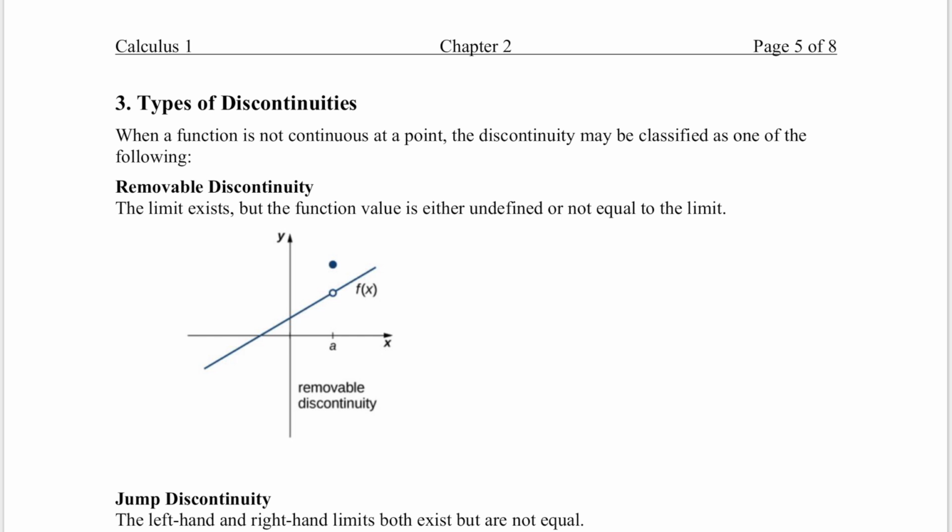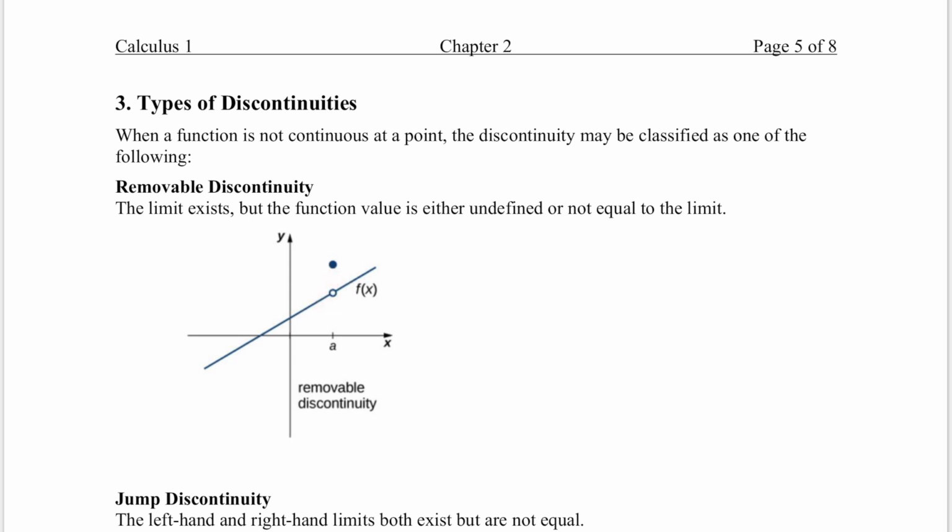Now that we know how to determine whether a function is continuous, let's look at the different types of discontinuities that can occur when a function is not continuous. The first type is called a removable discontinuity. This happens when the limit exists, but the function value is either missing or different from the limit. Visually, this looks like an open hole on the graph.